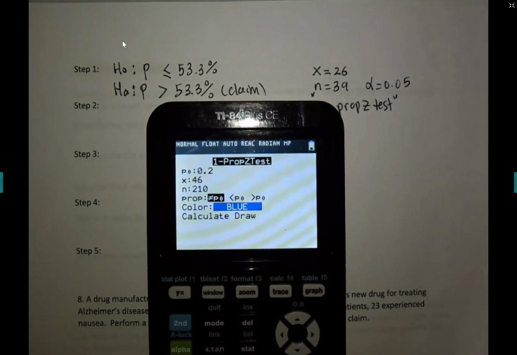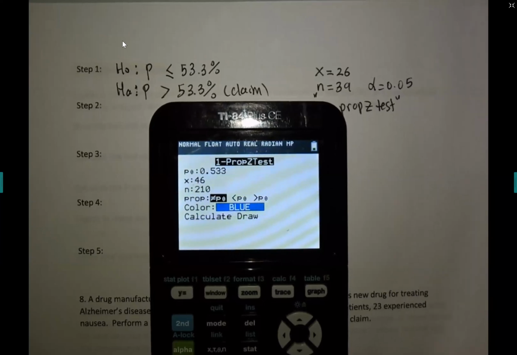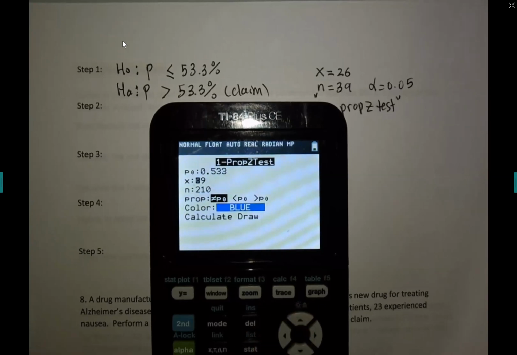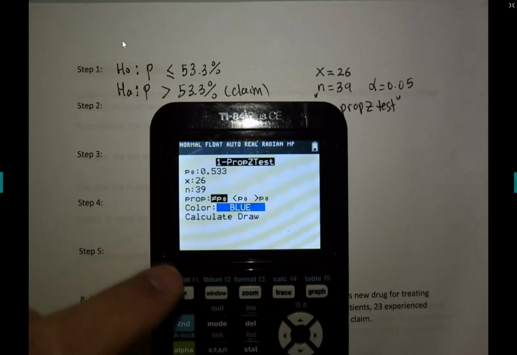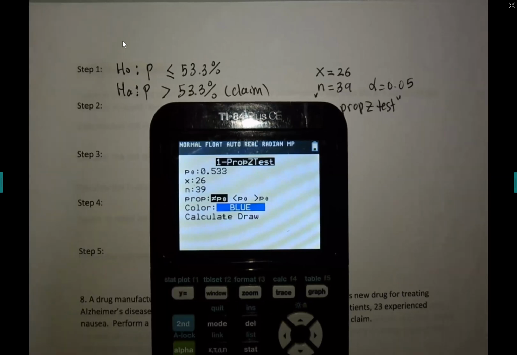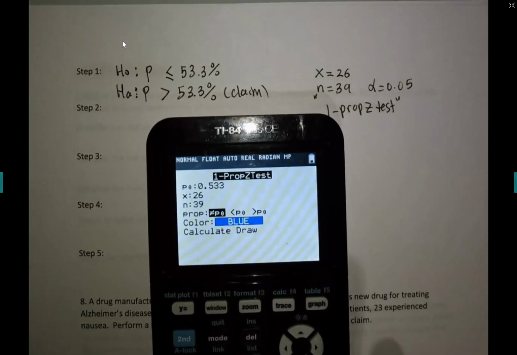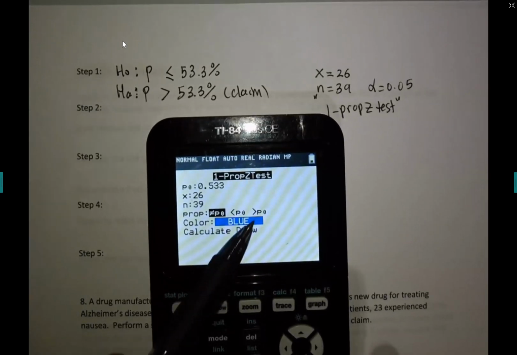Okay, we need to enter the value in the null hypothesis, and it's 0.533. X is 26, and N is the bigger number, 39. If you switch them, guys, the calculator will halt, will not run. And what is the alternative hypothesis here? Greater than, guys, I have to choose this one.